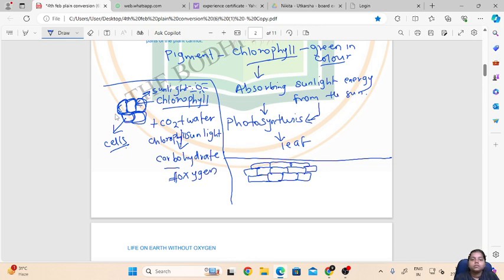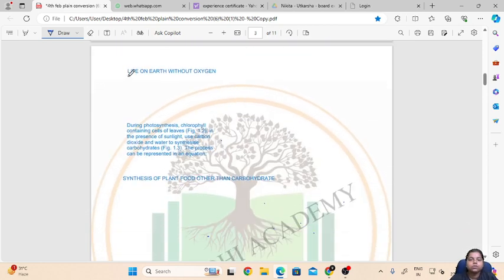Remember, the chlorophyll-containing cells absorb sunlight from the sun. Chlorophyll is present in the leaves, so the leaf cells consist of this chlorophyll. With the help of carbon dioxide and water, in the presence of chlorophyll and sunlight, the cells of the leaf produce synthesized carbohydrate and oxygen. Understood? Okay, now we'll go further.